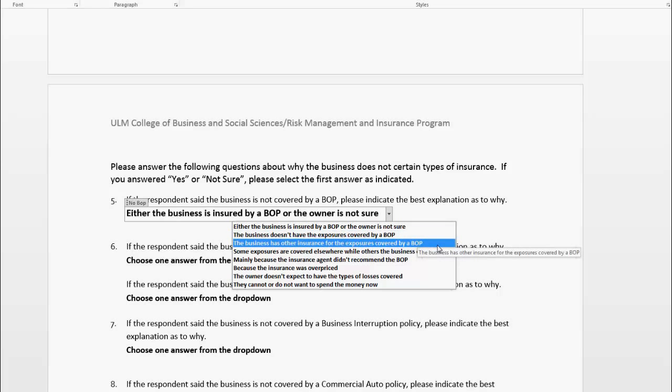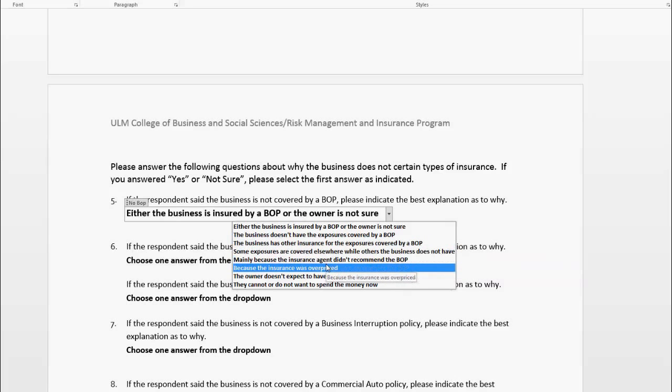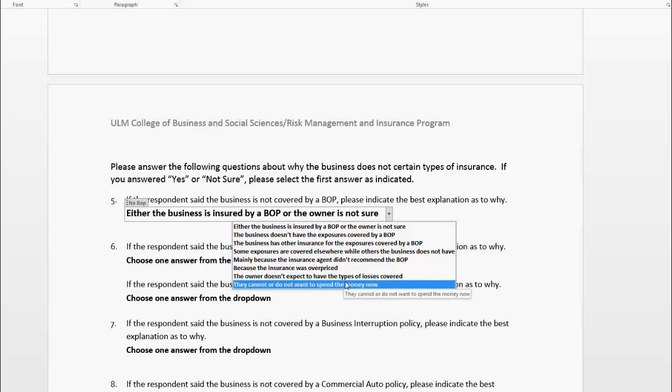The business has other insurance for those exposures. Some exposures are covered elsewhere, while others the business does not have. So this is really a combination of the two previous. Mainly because the insurance agent didn't recommend it, because the insurance is overpriced, because the owner doesn't expect to have the types of losses covered by those policies, or just they can't or don't want to spend the money right now.